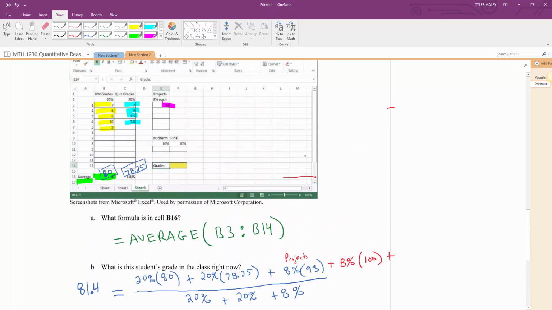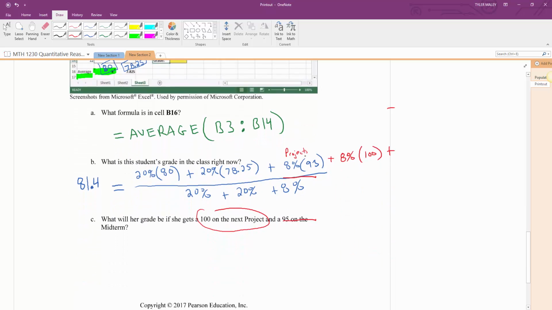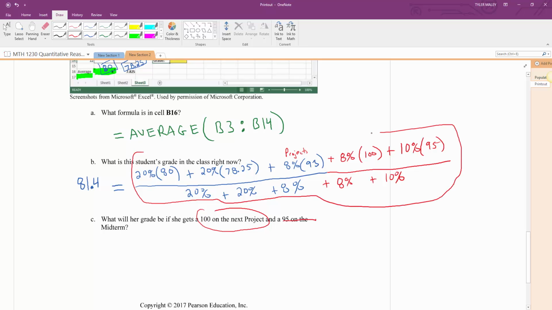So if we look above, the midterms are 10%. So this would be plus 10% times 95. And then we need to add on our weights. So our new weights that we added on was an 8% weight and a 10% weight. So now all of this would be equal to, we can simplify this.